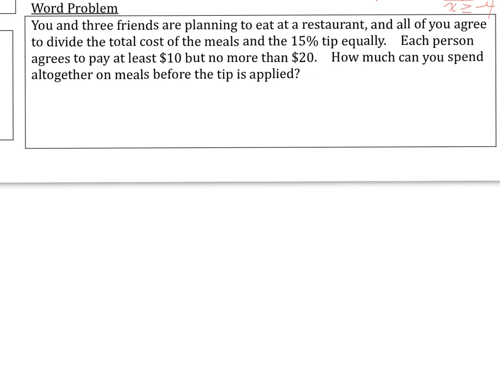You and 3 friends are planning to eat at a restaurant. So here we have 4 people in all. And all of you agree to divide the total cost of the meals and the 15% tip equally. Each person agrees to pay at least $10, but no more than $20. So I know my inequality will be between 10 and 20 with 10 inclusive. And then how much can you spend altogether on meals before the tip is applied?